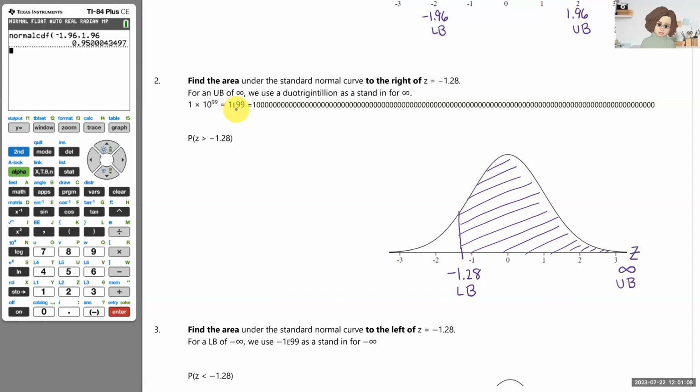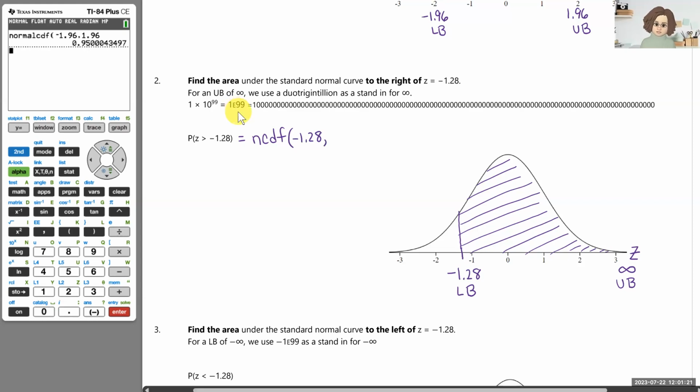So let's give it a try here. Normal CDF, we'll enter our lower bound first. So we're going from negative 1.28. And then for the infinity, I know I wrote there 1E99. It turns out you don't even have to type the 1. So I'll show you just how to get the E99.